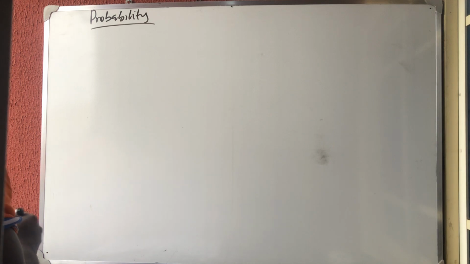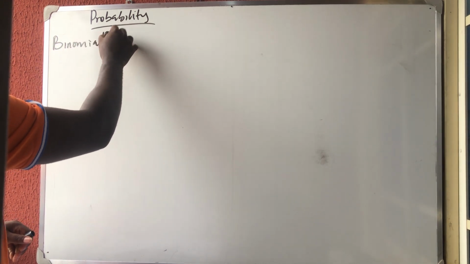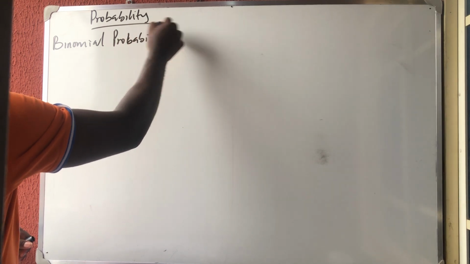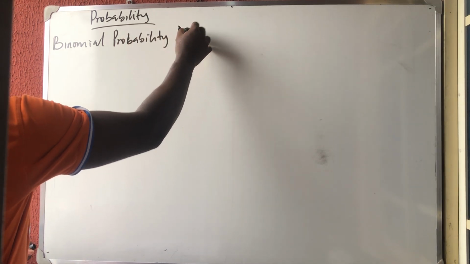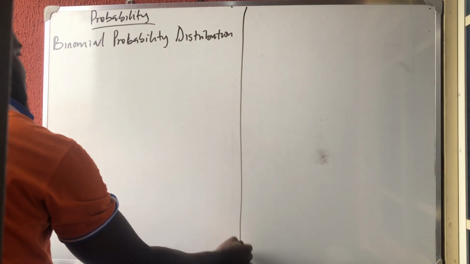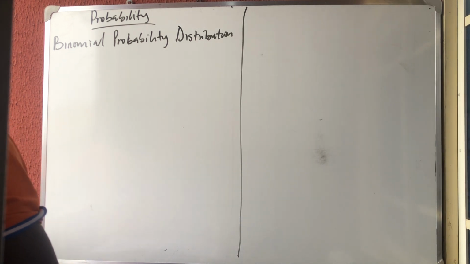So we are still talking about probability. Now, in this video, we'll be talking about binomial probability distribution. Okay, so in binomial probability distribution, you need to know some certain things.